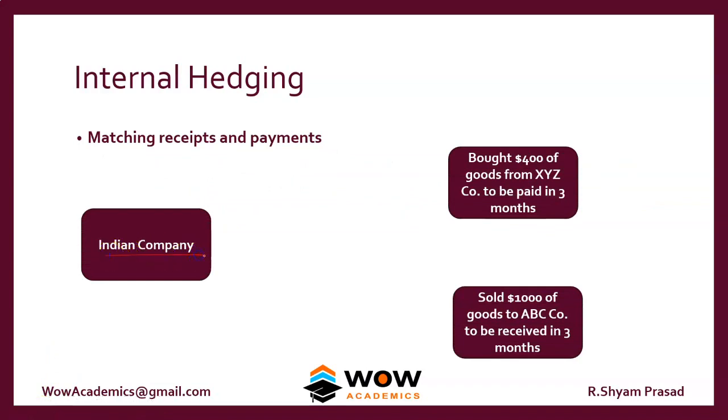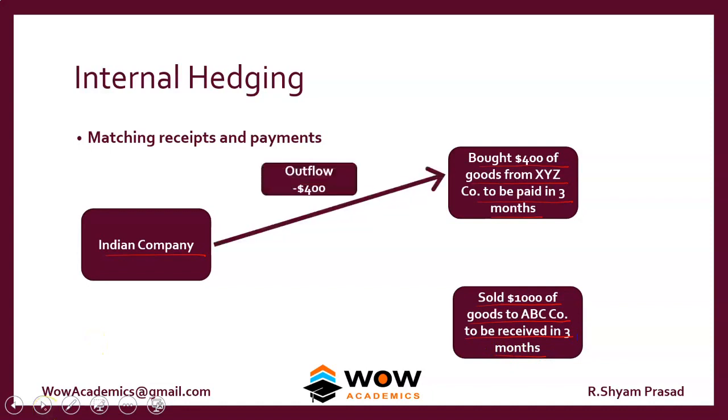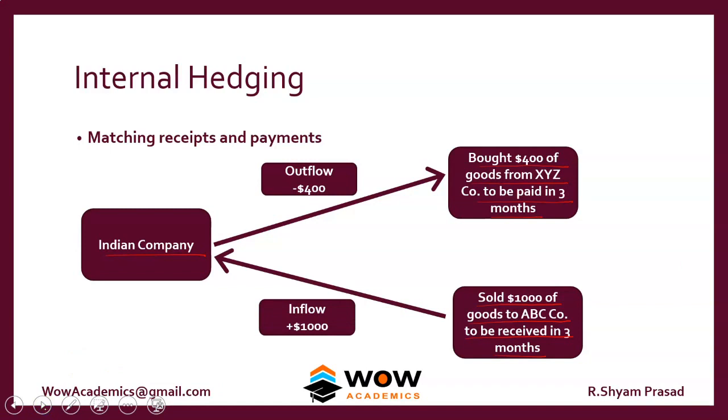So assume that you are an Indian company and you have bought $400 worth of goods from XYZ and you have to pay it in 3 months time. At the same time, you have also sold goods worth $1000 to another company called ABC Co. and you are going to receive that amount in 3 months time. So what happens is at one point of time there's an outflow in 3 months and at one point of time you have an inflow of $1000.